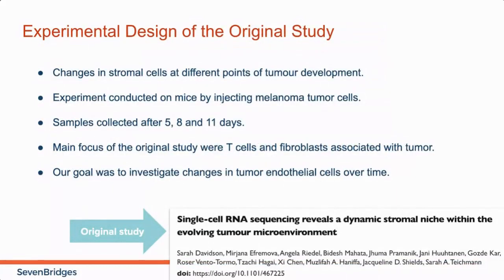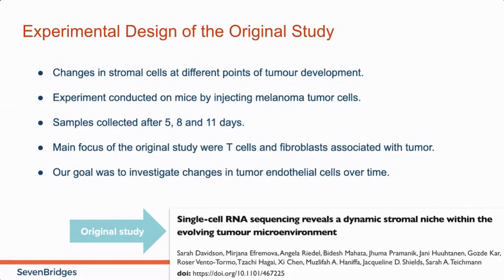So to demonstrate performance of the tools for processing full-length protocols and packages for trajectory inference, we perform some additional analysis using a dataset that is available on the Human Cell Atlas data portal. And this dataset comes from a study on tumor development in mice that is conducted in Teichmann laboratory. The authors performed single-cell RNA sequencing to analyze changes in stromal cells, such as endothelial cells, fibroblasts, and immune cells at different stages of tumor development.